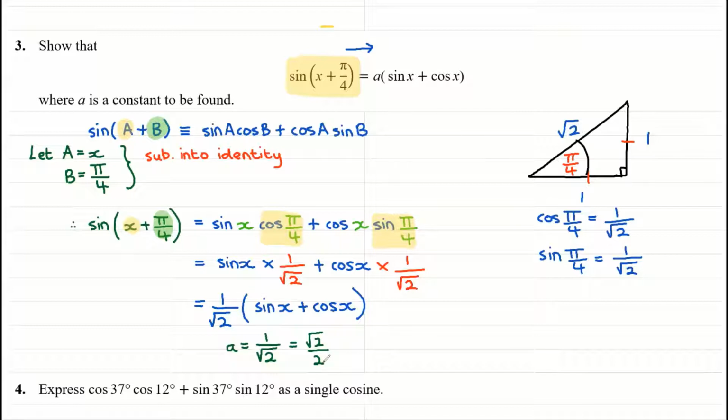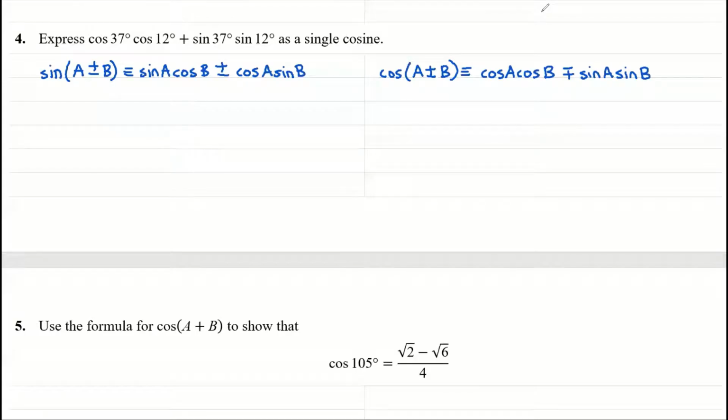Okay, so that's just one use, or another use of these identities is to break down the sine of some kind of addition between two angles, one known, one not known, and you can make what we call a harmonic relationship where you have sine x and cos x added together. Now, for example 4, we have an expression where we've got angles 37 and 12, and we've got products of two cosines added to the products of two sines, and we have to write it as a single cosine.